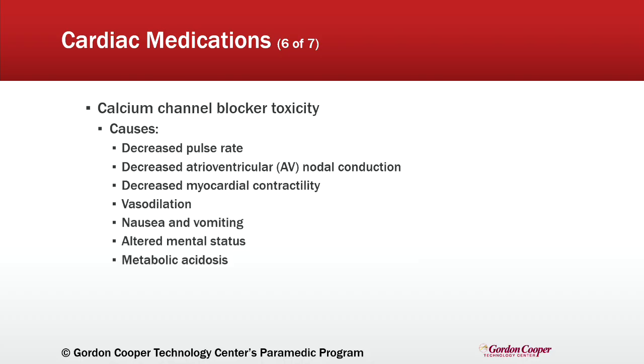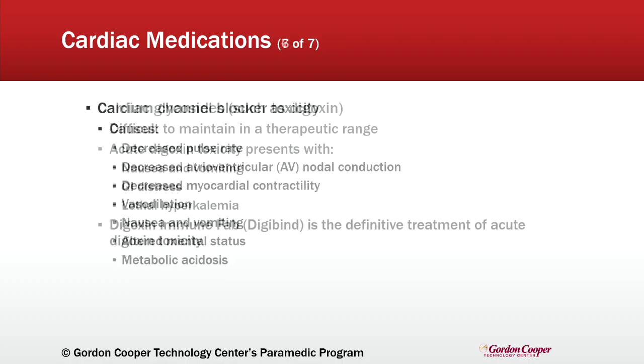Calcium chloride or calcium gluconate is going to be the initial treatment. So basically you're just going to overload the amount of calcium in the body to counter the effects of the calcium channel blocker. Glucagon may help to improve both the pulse rate and the myocardial contractility. Of course, administer fluids 20 mils per kilogram if there's signs of hypoperfusion. And you may have to consider a vasopressor if that hypotension is persistent after you've administered a fluid resuscitation.